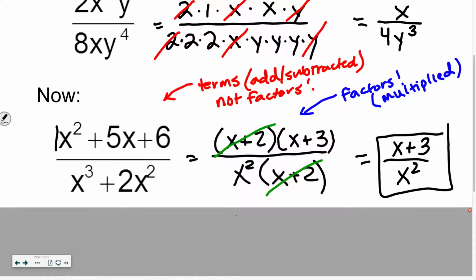Okay. Don't get cancel happy and start canceling those x's again, right? That x in the numerator is now a term, something that's being added with 3. So I can't cancel x and x squared.